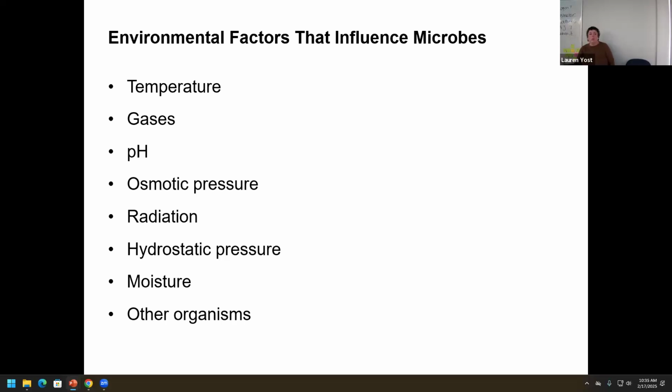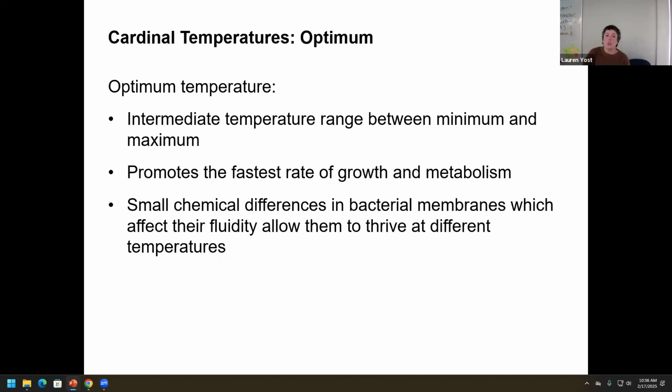So pH is important. Osmotic pressure, that's our salt versus water concentrations. Radiation exposure, hydrostatic pressure. This is literally like as you go deep into the ocean, the pressure of the water on you. Okay, so actual pressure of the environment, or barometric pressure. Moisture levels, and then of course the presence of other organisms. So let's get into some of these guys. Cardinal temperature is the optimum growth temperature.